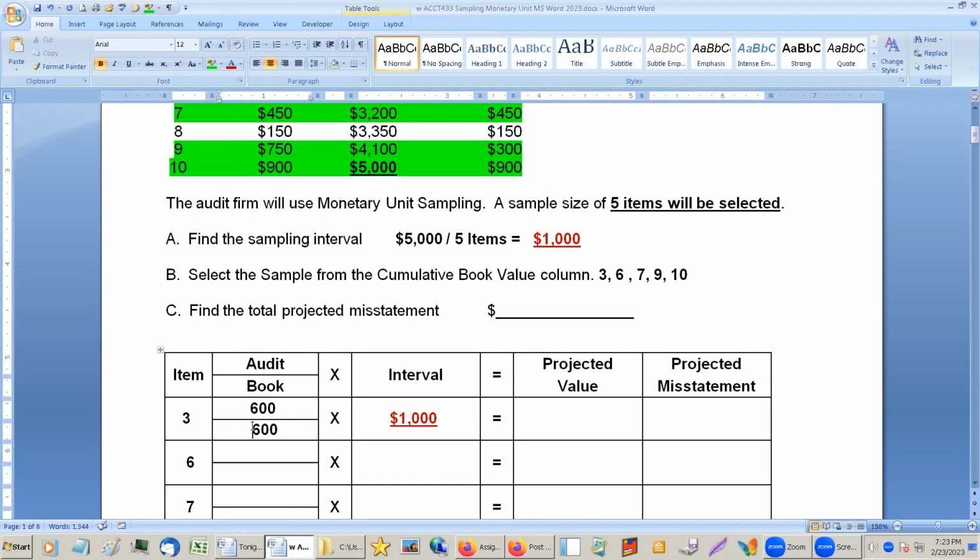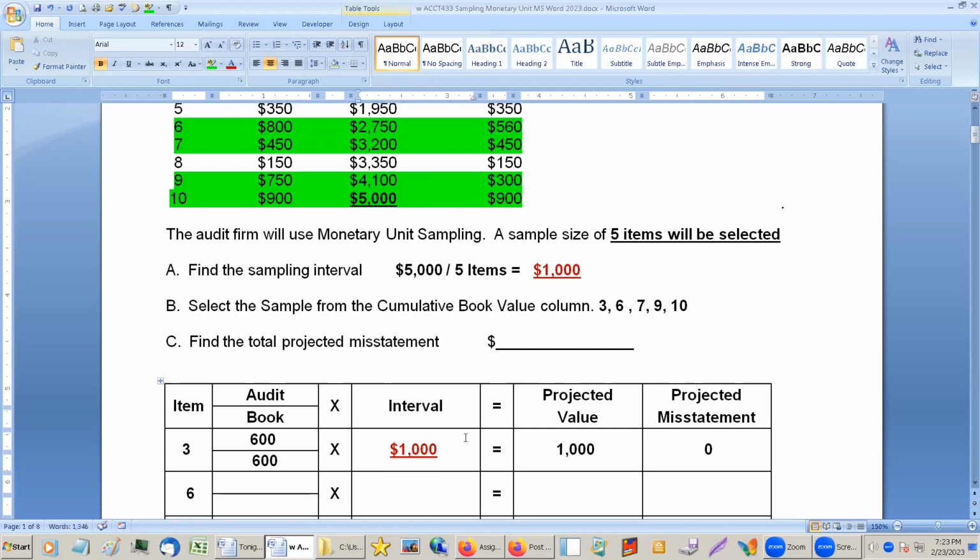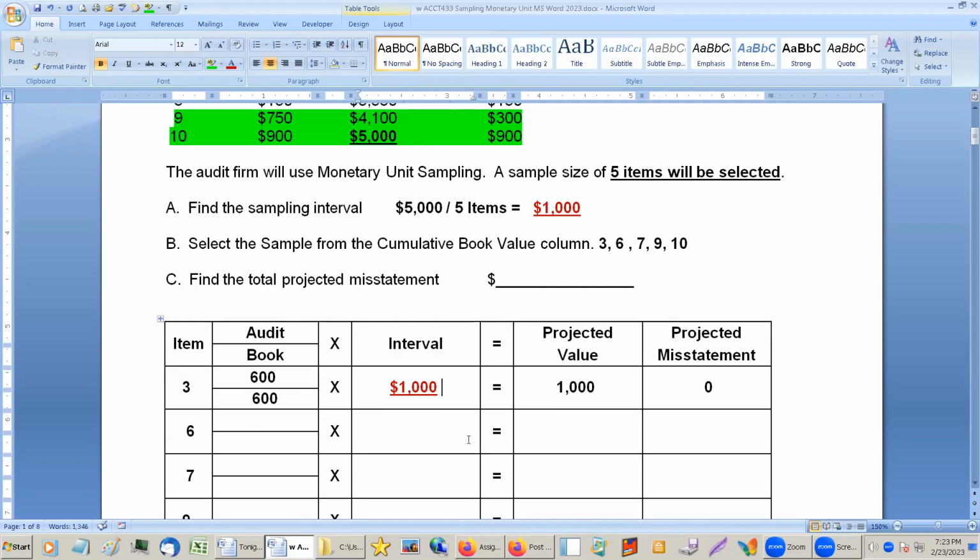So 600 divided by 600 is just 1 times 1,000. So the projected value would be 1,000. And the misstatement is 0. There's no problem with this one. So this is the audit amount. And this is the book.